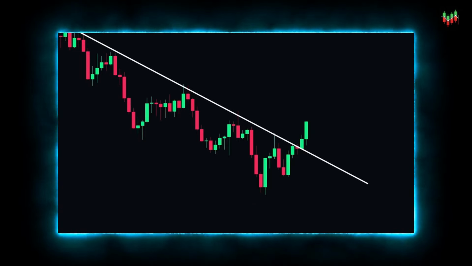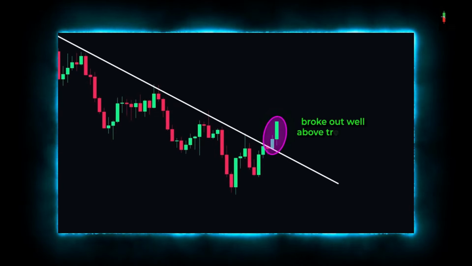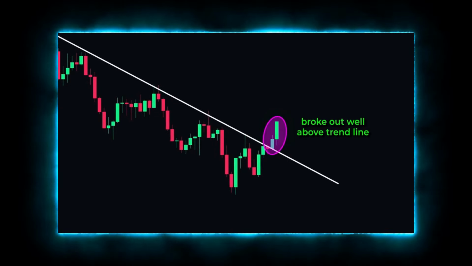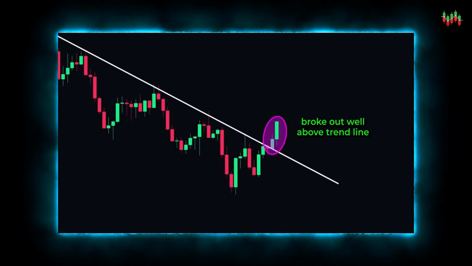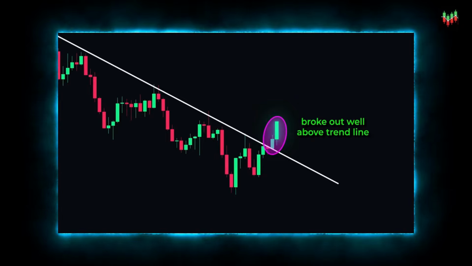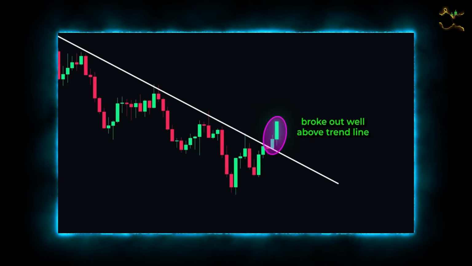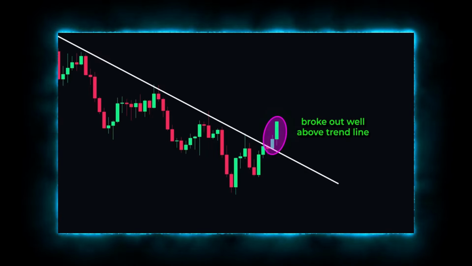Another key confirmation is making sure that when price broke out, the candle should close well above the trend line. Because again, we treat trend lines as zones, so we want to see a strong close above the trend line to confirm that price has actually shifted into an uptrend. So this is what I look for before entering a trade.